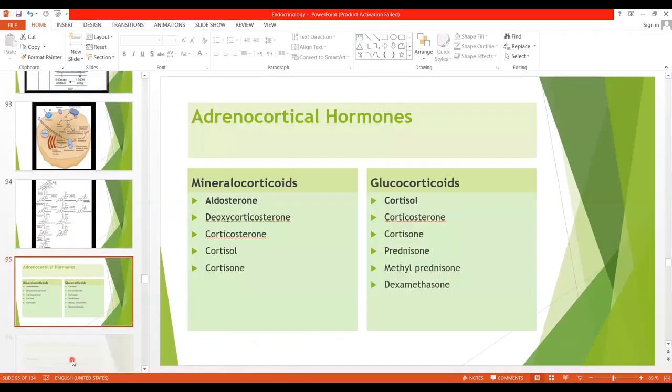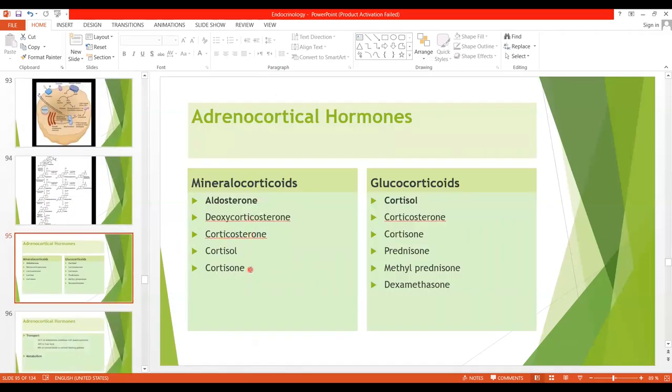Moving on to the next slide, these are the list of the hormones, mineralocorticoids and glucocorticoids. First, aldosterone is very potent, with almost 90% of mineralocorticoid activity, then deoxycorticosterone, corticosterone, and cortisol. Cortisol also has some mineralocorticoid activity, then cortisone. Among glucocorticoids, cortisol is the main hormone we have, and then corticosterone, cortisone, prednisone, methylprednisone, and dexamethasone. Dexamethasone is a synthetic glucocorticoid. It has zero mineralocorticoid activity, only glucocorticoid activity.